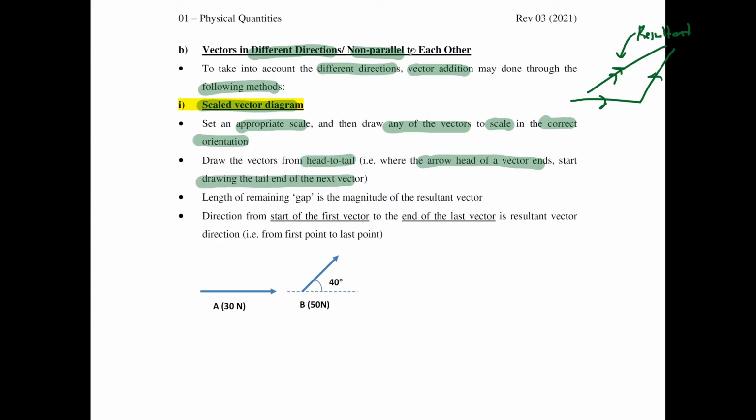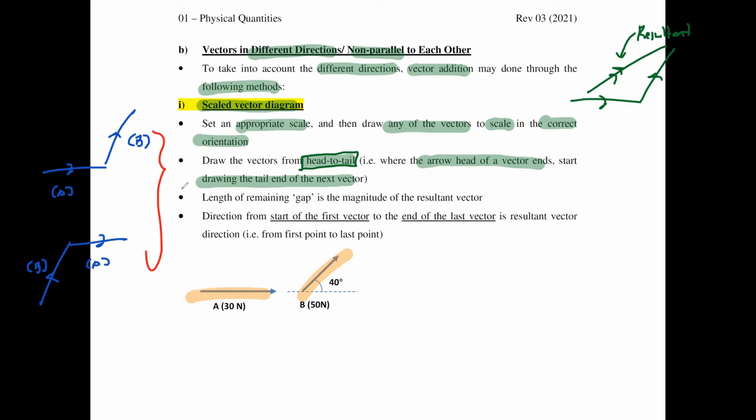To give you a better idea of what we mean by drawing from head to tail, consider the two vectors here, vector A and B. When these vectors are drawn from head to tail, it could look like this. Vector A is drawn first, followed by vector B, or vector B is drawn first, followed by vector A. Both of these cases are considered to be drawing from head to tail, because you will see that where vector A ends is where vector B starts, or where vector B ends is where vector A starts.